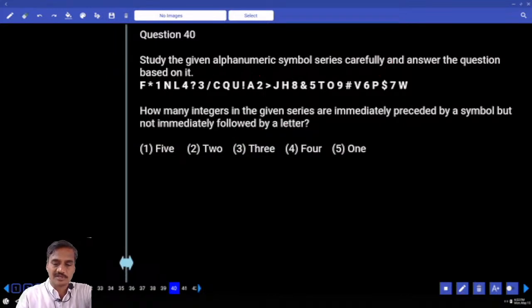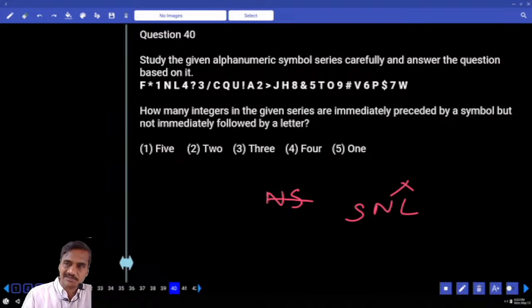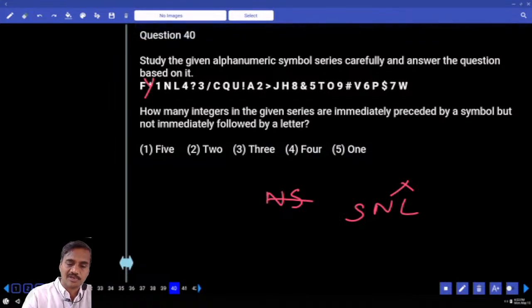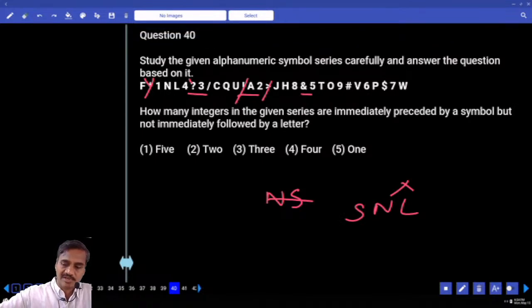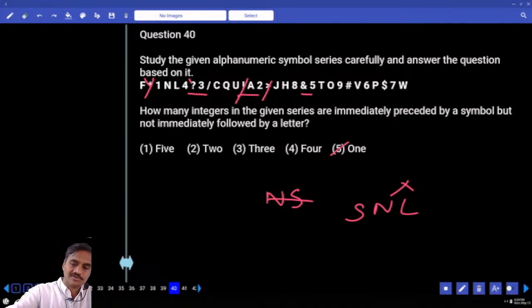Then how many integers in the given series are immediately preceded by a symbol but not followed by a letter? Symbol, number, but not letter. Now symbol, number, and it is followed by a letter. Symbol, number, and it is again followed by a symbol. Symbol, number, and it is followed by a symbol, not followed by a number. Symbol, number, and it is again followed by a letter. Hence how many are there? There is only one. That is given in choice 4, question number 4.